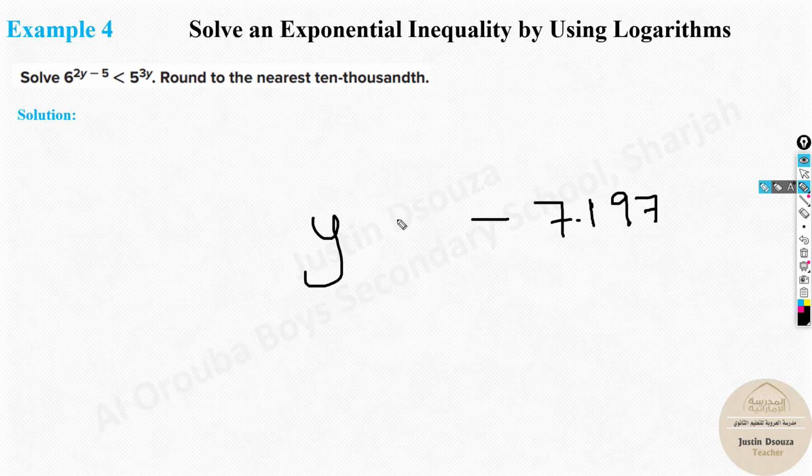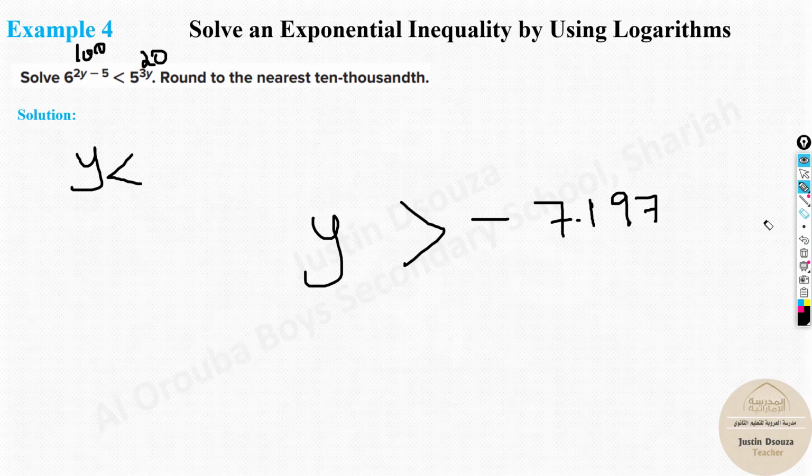So you basically flip. It's not the same. You don't write like this. You flip it. Whereas if this was a bigger number, if this was 100 and this was 20, then y would be less than the answer. So this is how it works for inequalities.